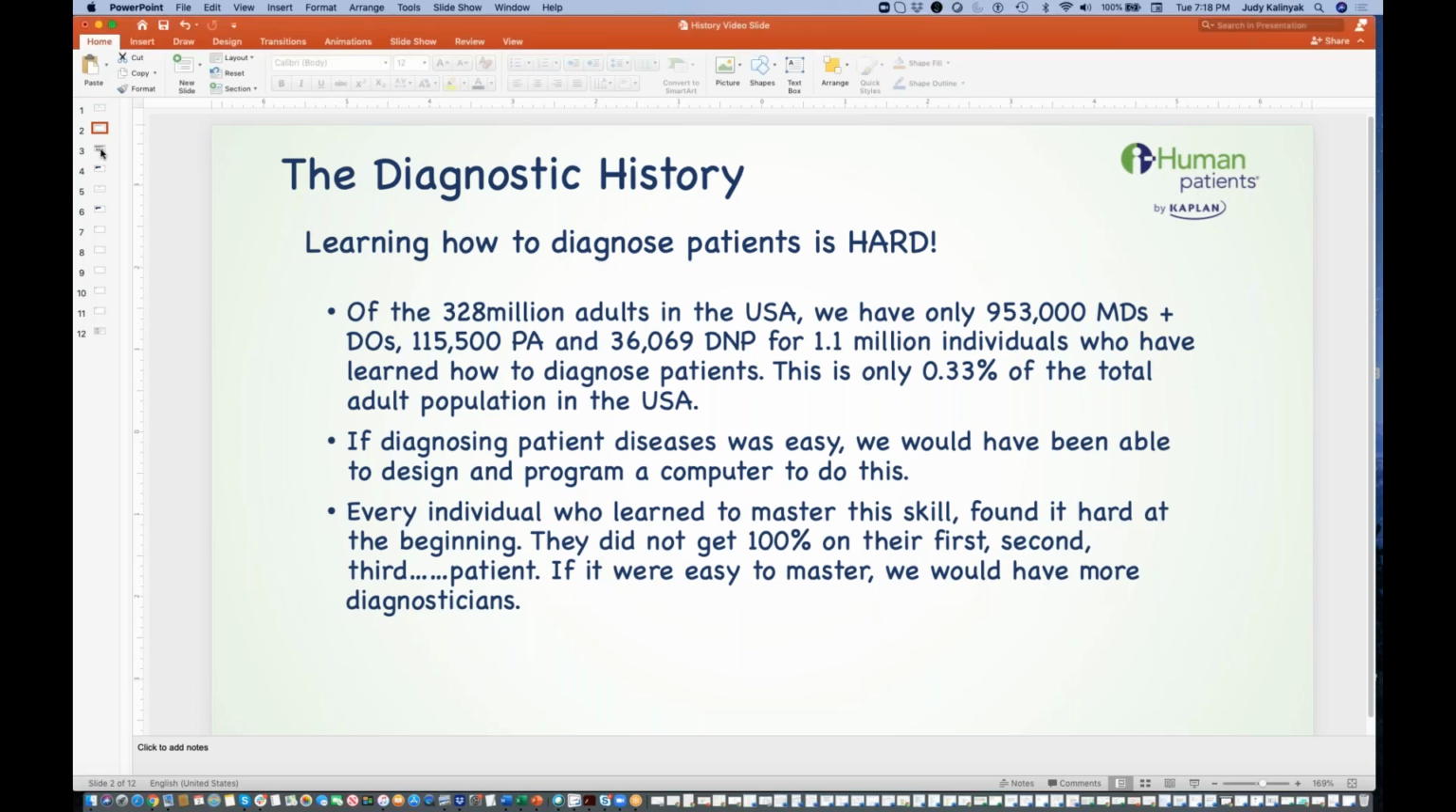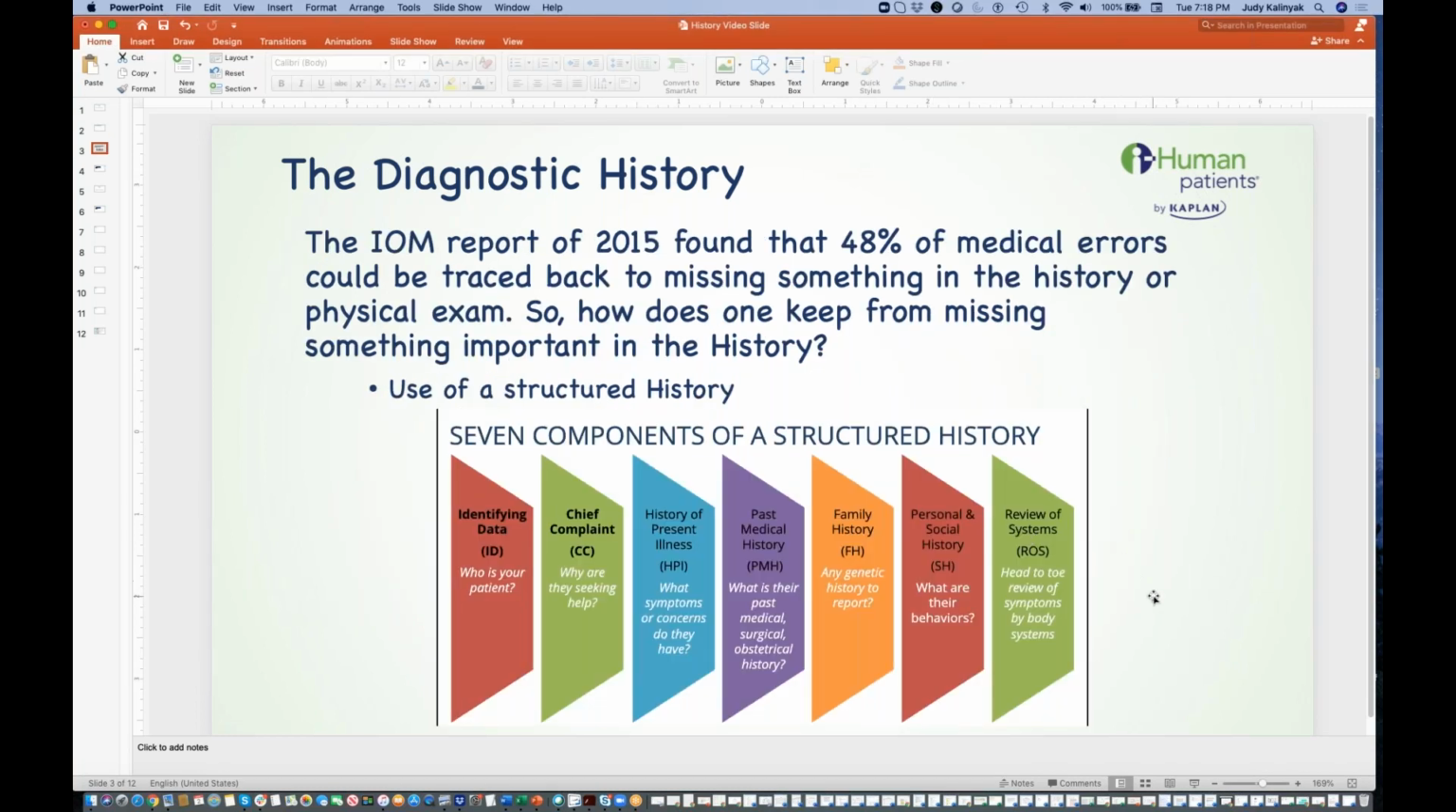master it. The reason being, the IOM report of 2015 found that 48% of human medical errors could be traced back to us missing something in either the patient's history or on the physical exam. So it's a totally preventable medical error. So the real question is, how do I keep from making that mistake?